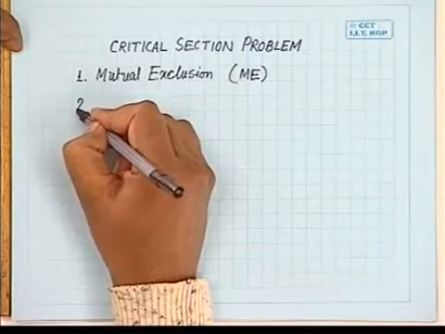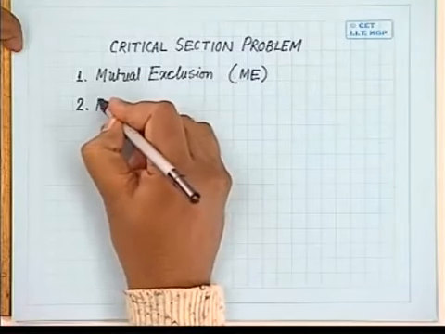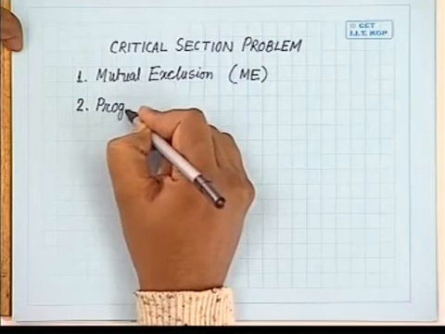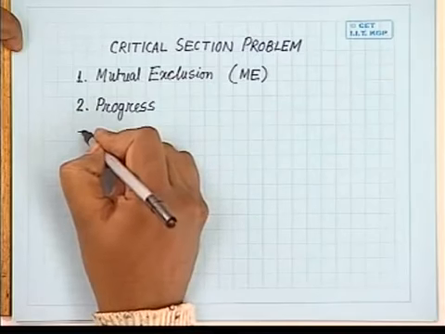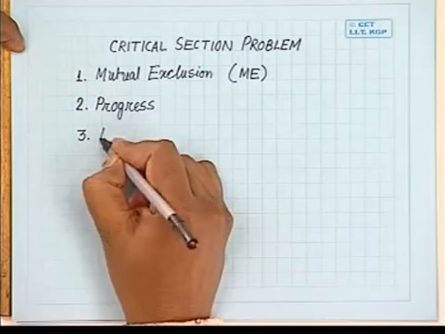The second requirement of the critical section problem is what is called progress. Okay. And the third requirement of any critical section problem is called bounded waiting.